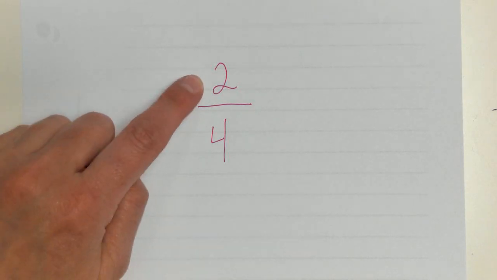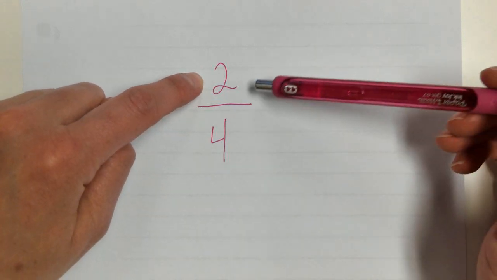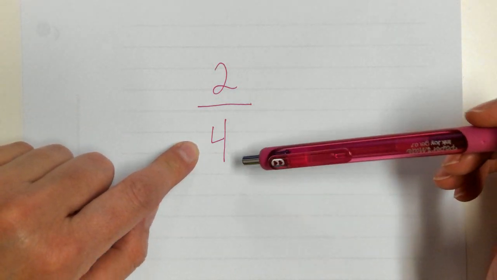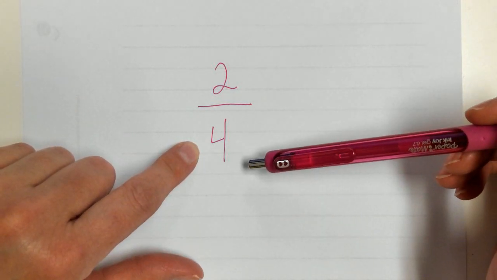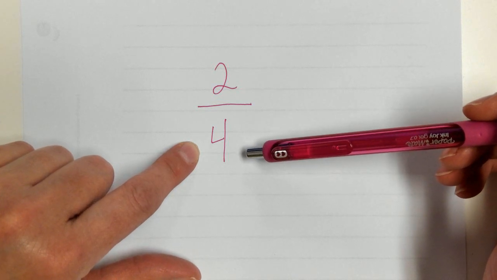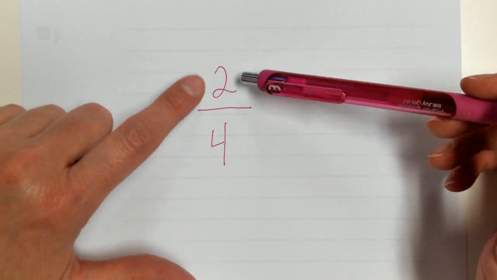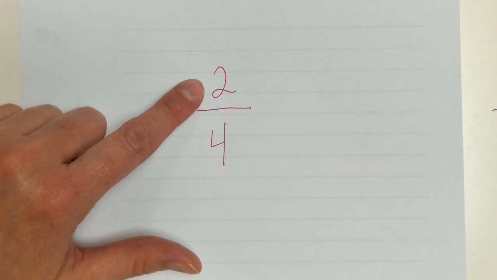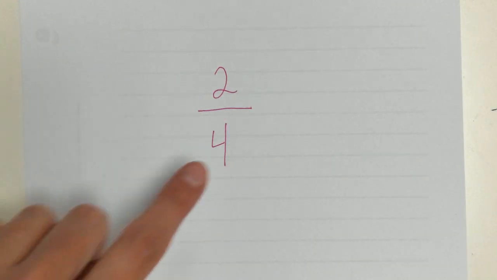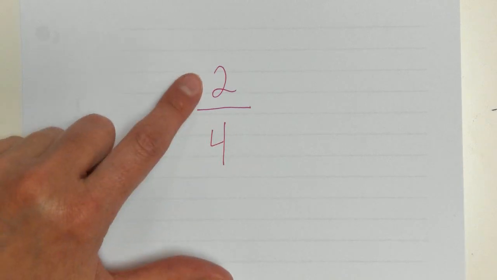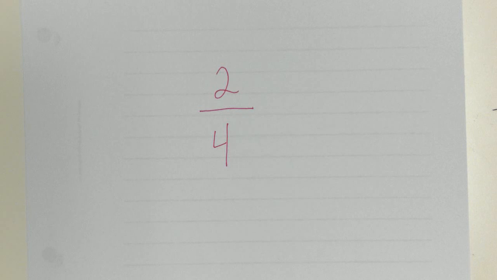Which one is the top number? The numerator. Which one is the bottom number? The denominator. What does the denominator tell me? How many parts the whole is divided into. And the numerator tells me how many parts are shaded or how many parts I have. So the denominator tells me how many parts the whole is divided into, and the numerator tells me how many parts I have.